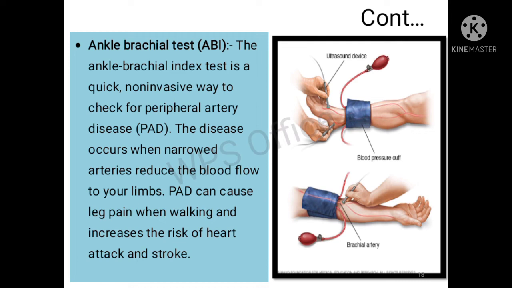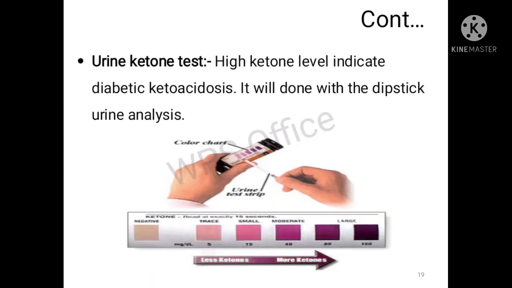Then in this ankle brachial test, the blood pressure taken at the foot and the blood pressure taken at the arm are compared, and an ankle brachial index ratio is found to test whether the ratio is less than 0.9 or not. If the ratio is less than 0.9, then that person is at risk of having peripheral artery disease. Then the urine ketone test. A high ketone level will indicate diabetic ketoacidosis, and it is done by dipstick urine analysis.